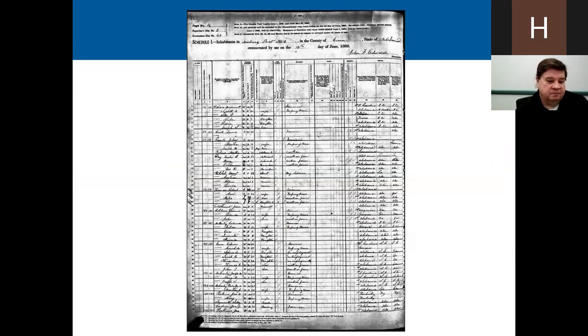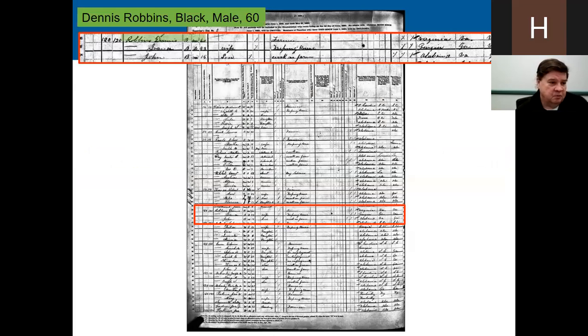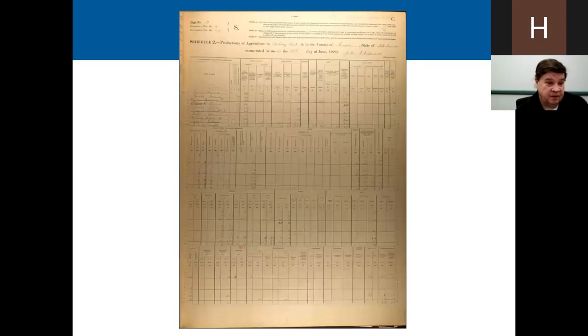Well, this is a census, 1880, I believe. It's from somewhere in Alabama, I don't remember where. And if you notice, we have this man, Dennis Robbins, who was a black male, age 60. But what we care about here is this says he's a farmer. If your ancestors worked in agriculture and were a farmer, they might very well show up on the agricultural census. And this is what that looks like.